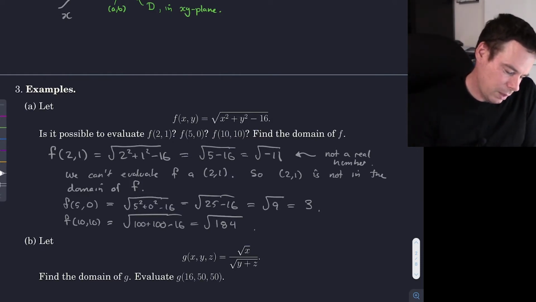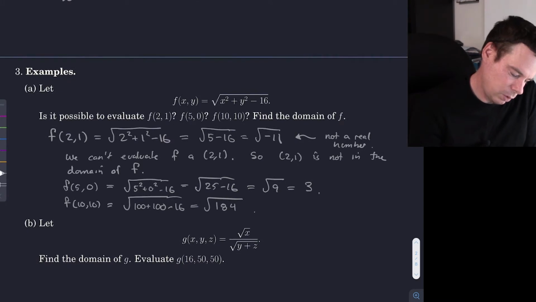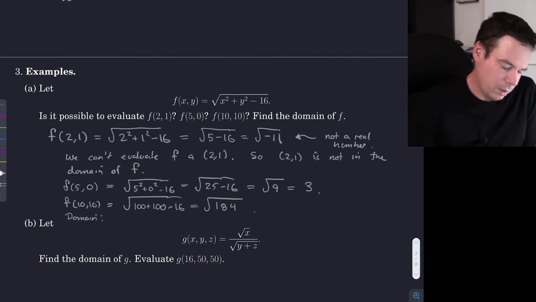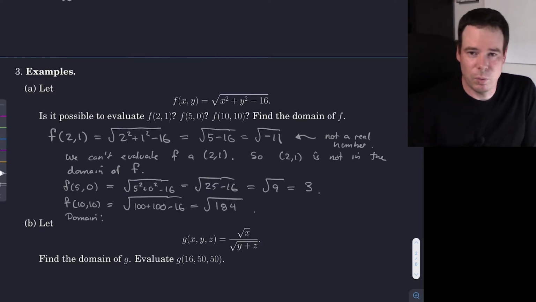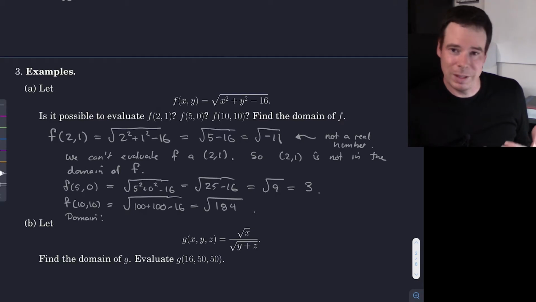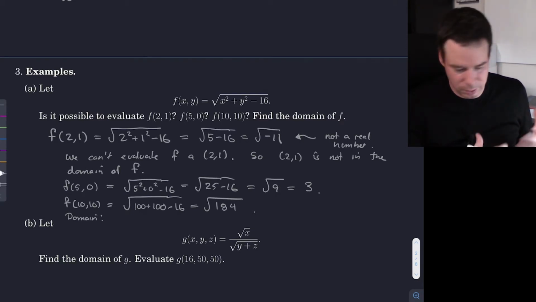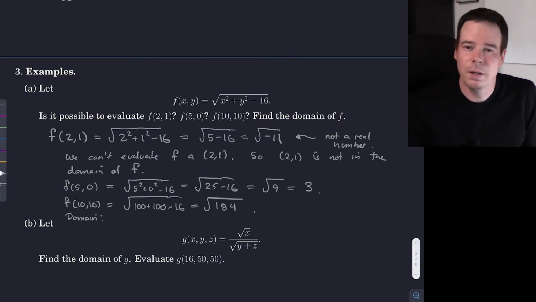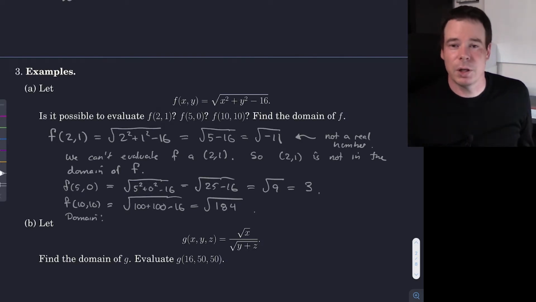We're asked to find the domain of f. So what is the domain? The domain of f is the set of all values of x and y that makes sense to plug into it. So in the absence of actually having the domain specified for us, saying here's a function, this is the domain, if the domain is not specified, then we just assume it to be as big as possible.